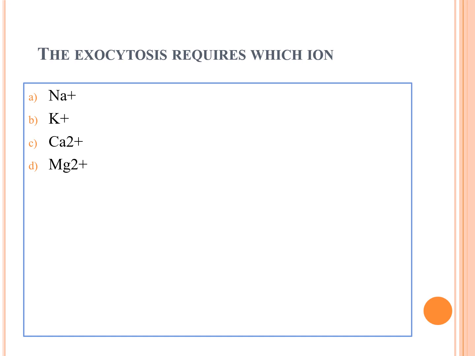Exocytosis requires which ion? Exocytosis requires calcium. We will study this exocytosis process in more detail when we study the neuromuscular junction. Just remember, whenever there is an increase in intracellular calcium, the secretory vesicle will go and bind with the cell membrane. The docking will occur, and then the secretory vesicle will release its contents out of the cell membrane by the process of exocytosis.